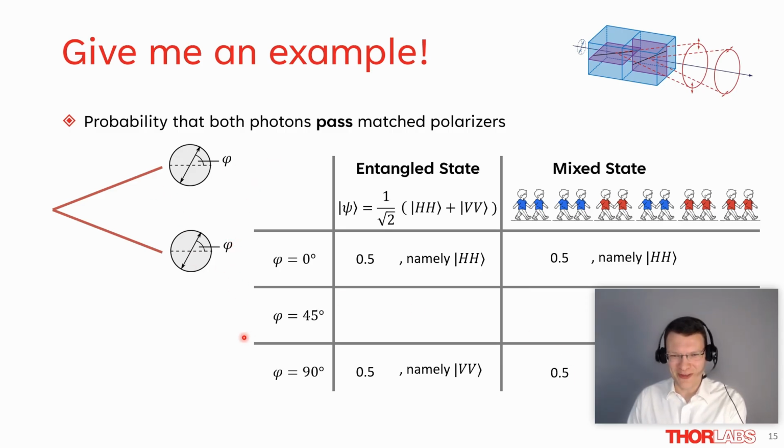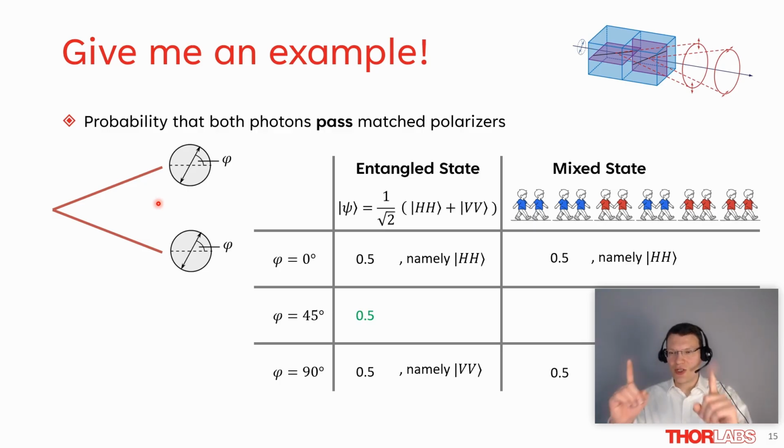Now let's look at the 45-degree orientation. This is where it becomes interesting. So, as I said before, if the first photon of my entangled pair passes through, then the second one automatically has the same polarization. The probability of the first one passing is 50%, just for symmetry reasons, if I have a 45-degree polarizer. But crucially, if that one passes, the other one has the same polarization. So again, it's a 50-50 decision. It's 0.5.